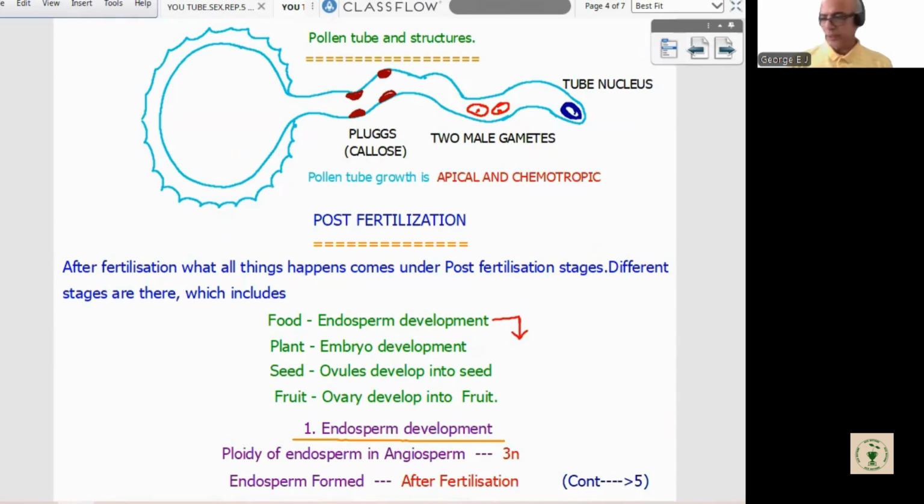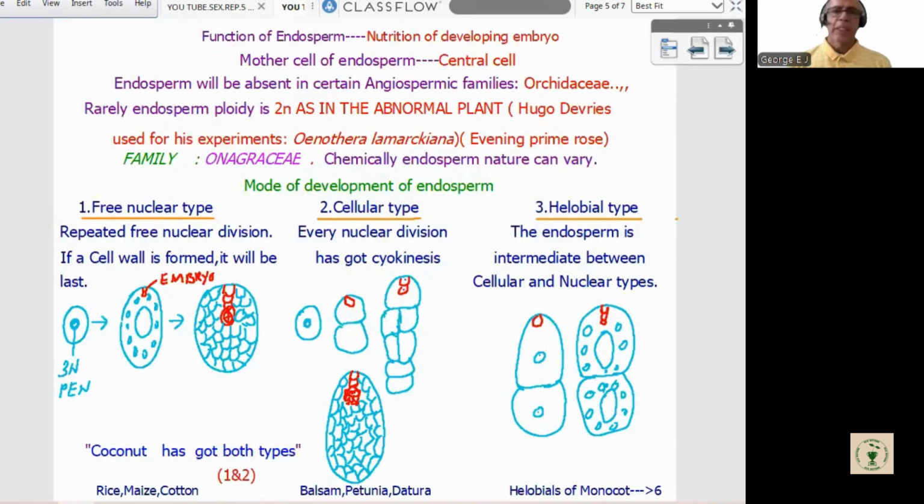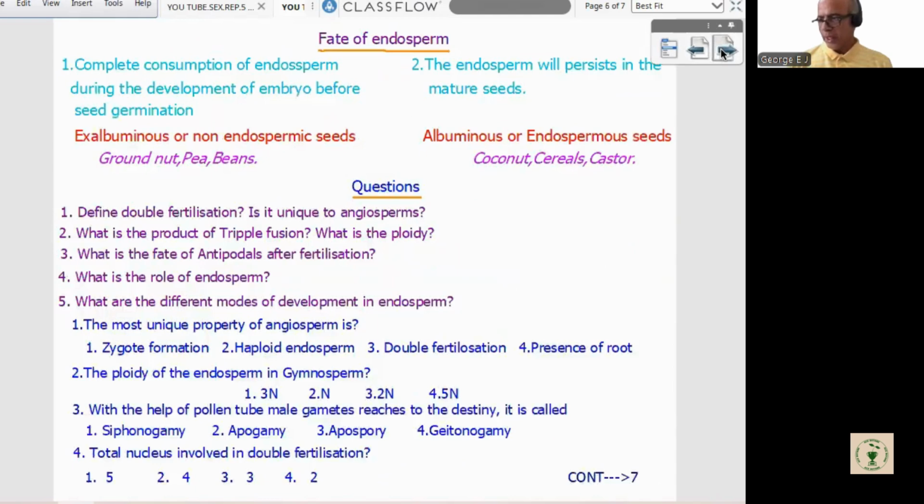Then post-fertilization: endosperm, embryo, ovule into seed, ovary into fruit, endosperm development. What is endosperm? What is ploidy? And how it becomes 2N in certain families or certain plants. Then the mode of development of endosperm, 3 methods: free nuclear, cellular, and helobial. From the term itself, we can guess how that development takes place. After that, the fate of the endosperm: it is completely consumed, or it persists. After that, 5 theory questions and 5 NEET model questions with the key.